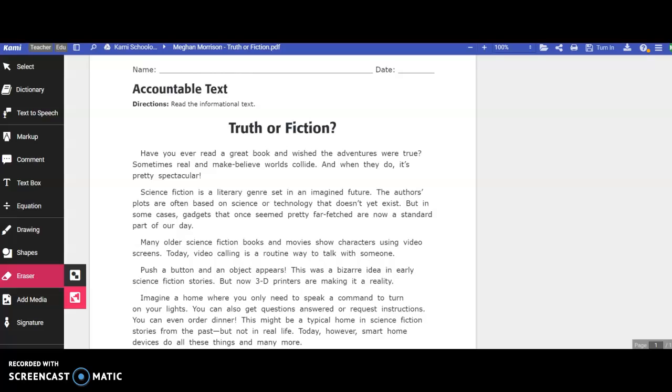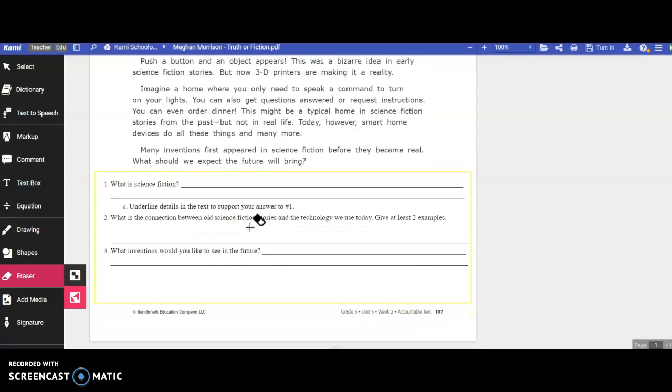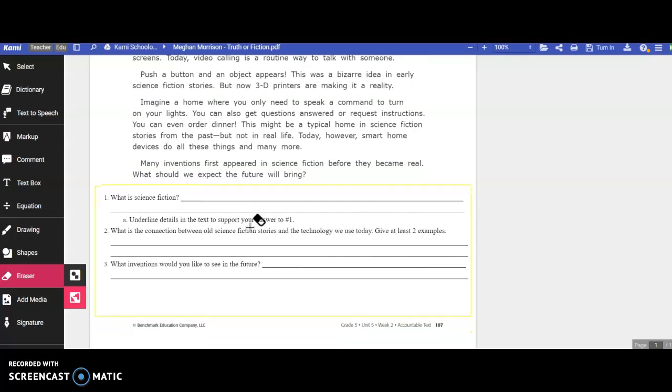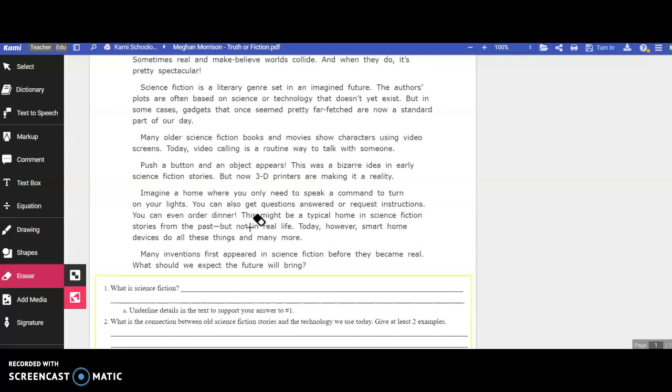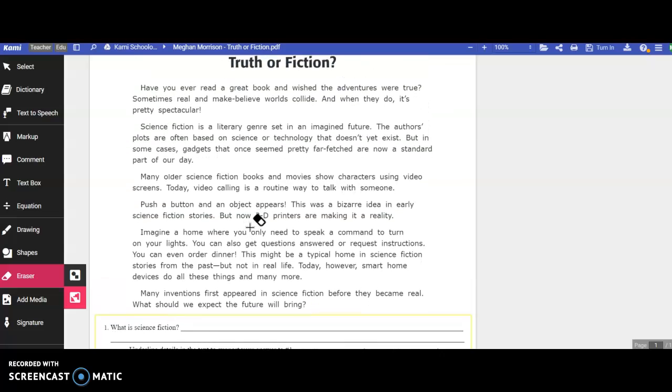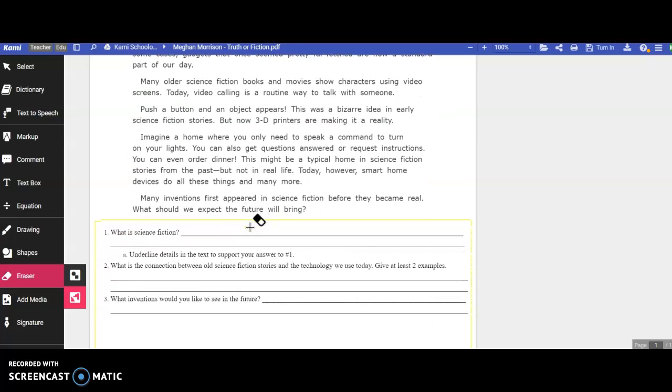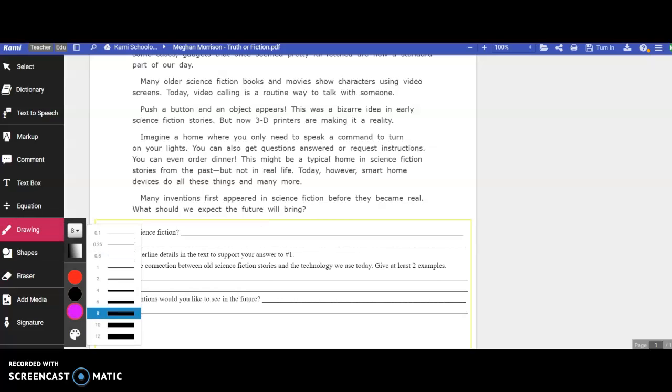For this lesson, you need to read the informational text as it says right here, and then you'll answer the questions at the bottom. It's all about science fiction. So you're learning about what science fiction is if you don't know, and then you're talking about the connection between old science fiction stories and the technology we use today.